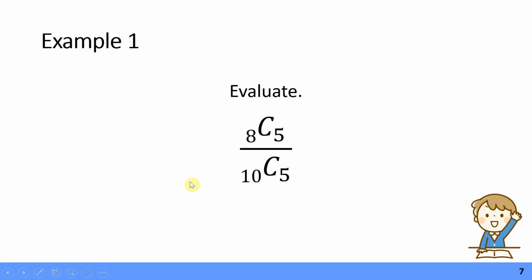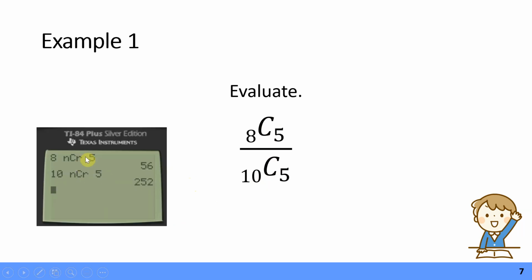So it's just like the last one, but of course we have to use a combination function on both of them. So for the numerator, I have 8 combination 5, and I get 56. And then for the denominator, I have 10 combination 5, and I get 252. And then I simply put those in a fraction form. Again, every time you have a fraction, you reduce to the lowest terms. And 56 over 252 simplified is 2 over 9.